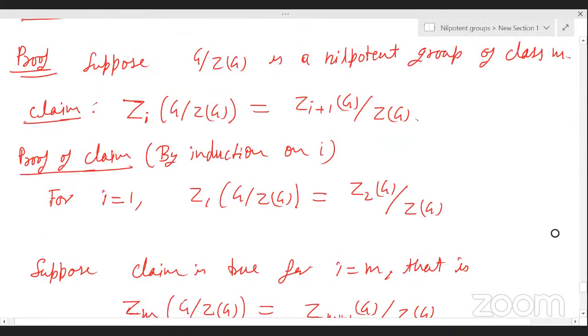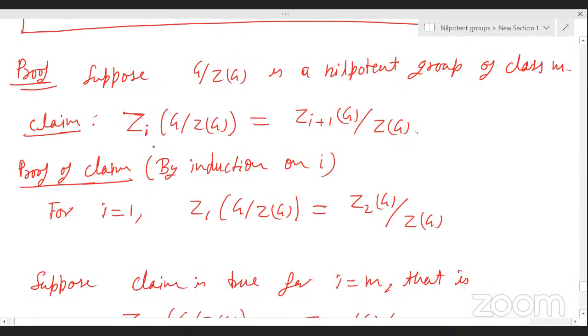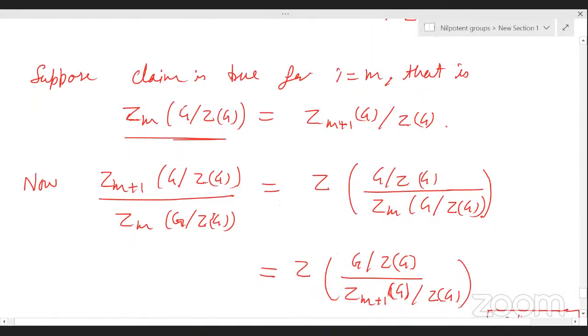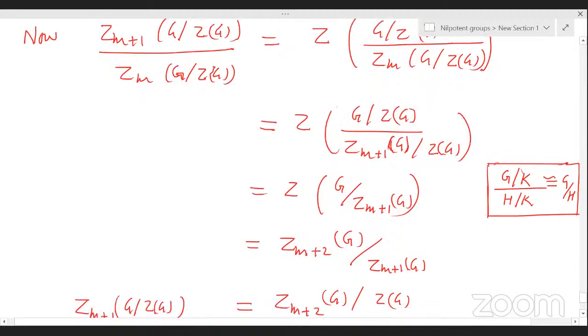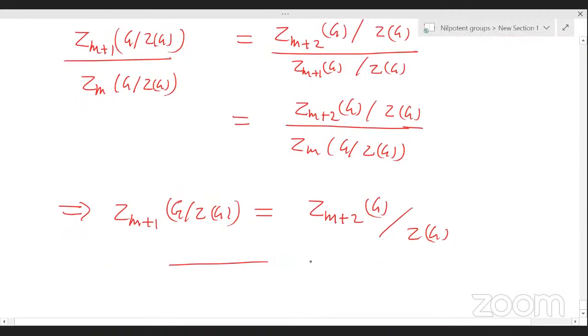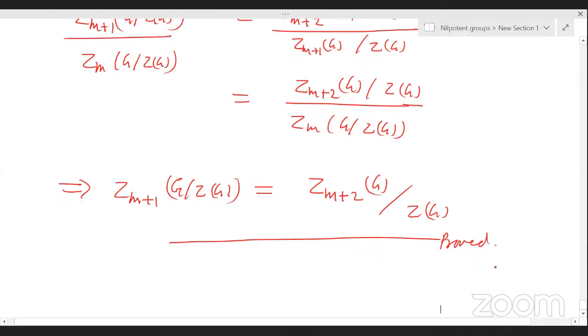Just see the claim. This is our claim. For i equal to 1, we have shown. For i equal to m, we have assumed. And for i equal to m plus 1 is proved. So this proves the claim. Proved. Okay.